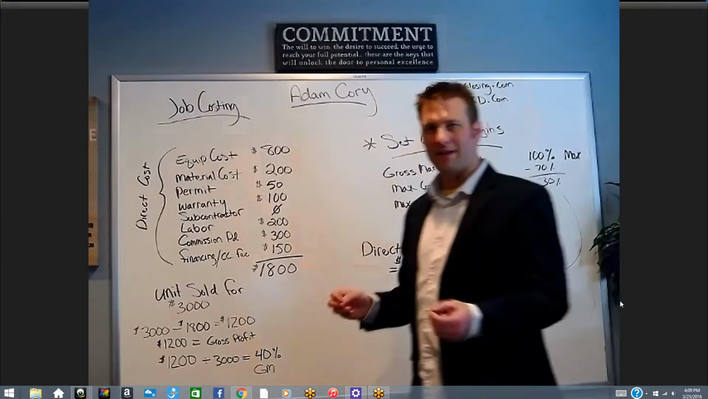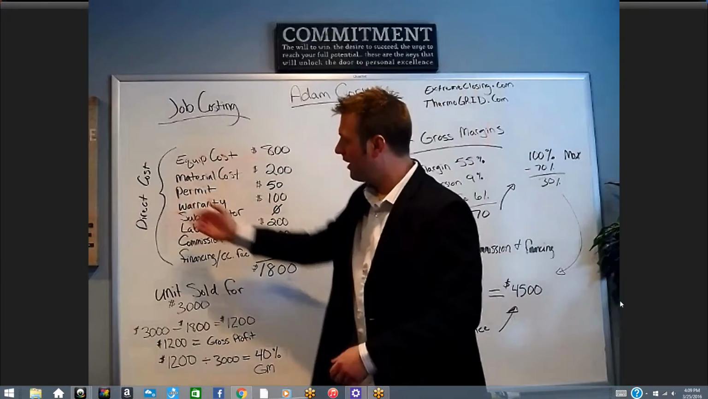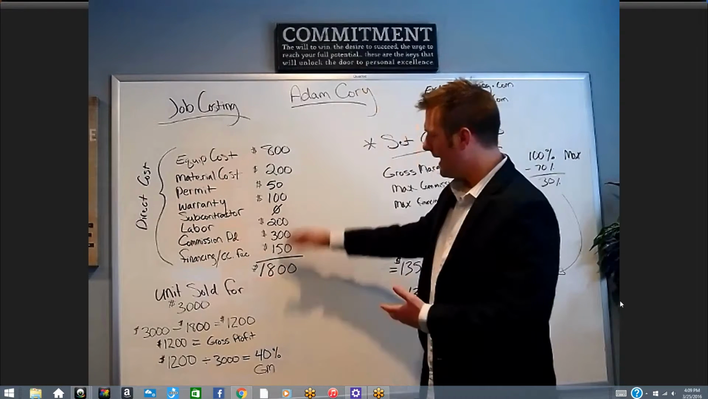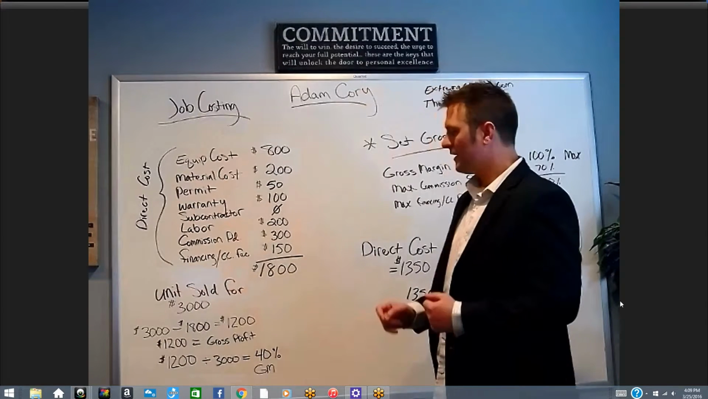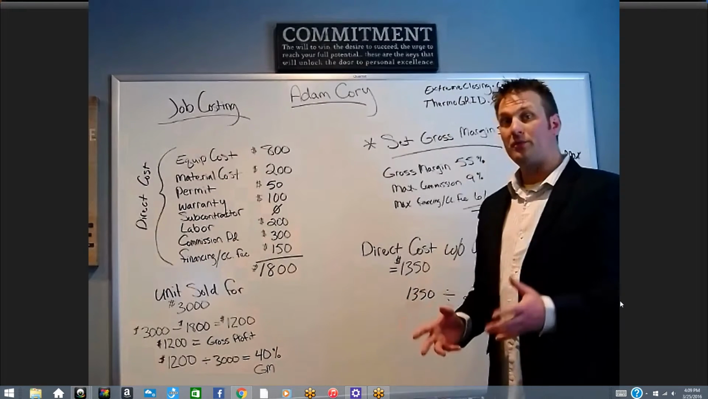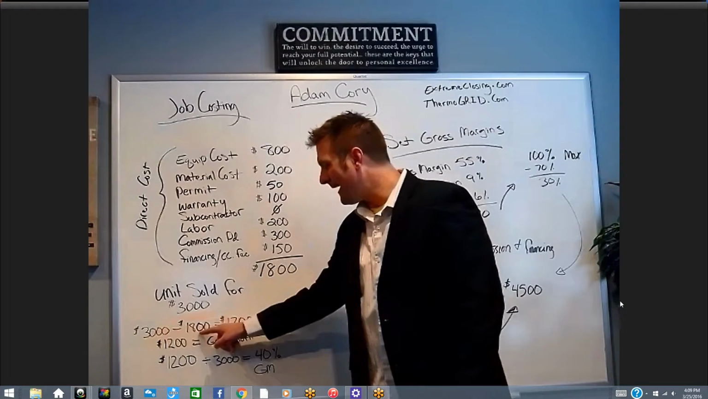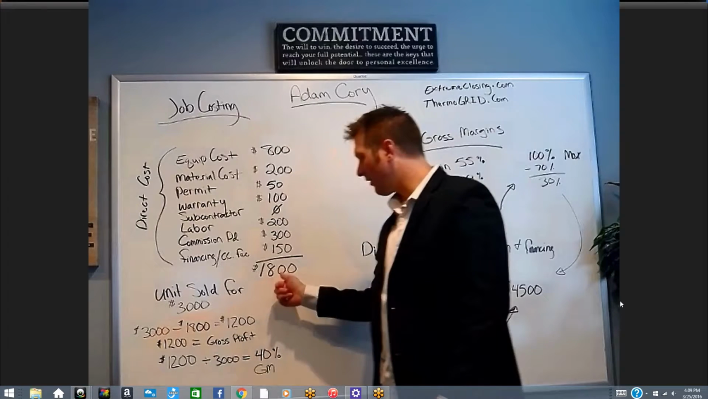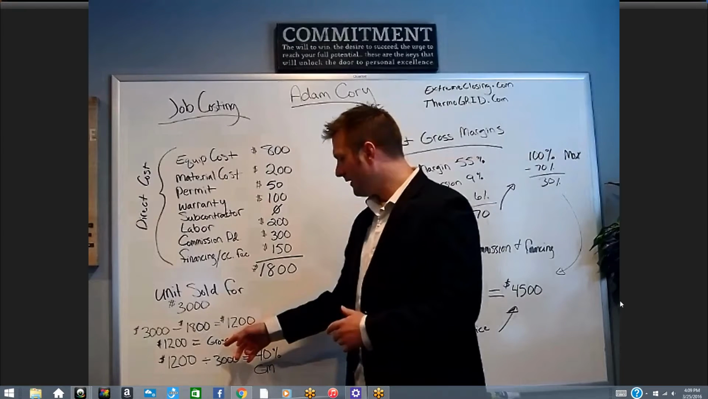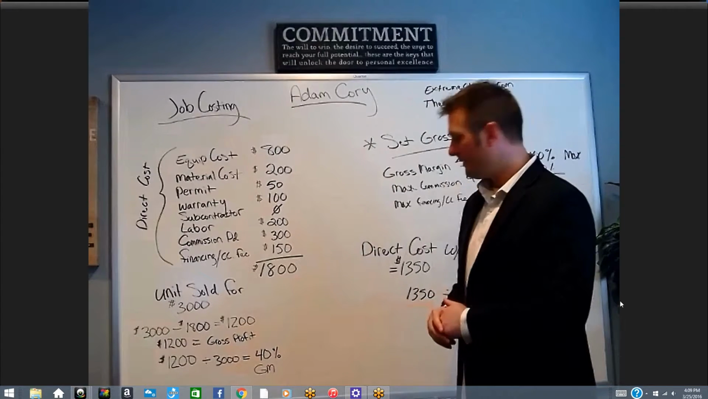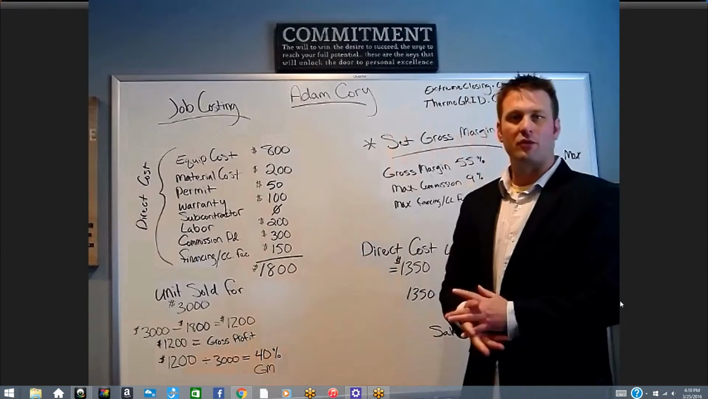Anything that is directly associated to the job, and you had to pay for it just because of that one job, that's a direct cost. So if we add up the direct costs and it's $1,800, and we sold the unit for $3,000, to figure out the actual gross margin or gross profit, we take $3,000, what we sold it for, minus the $1,800 direct cost. That's going to equal $1,200. So that $1,200 at the bottom here is going to be your gross profit. $1,200 divided by $3,000 equals 40% gross margin.